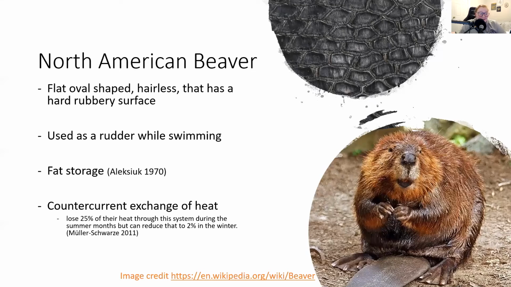But my favorite factoid that I learned while I was researching their tail is that it actually is a source of countercurrent heat exchange. The arrangement of blood vessels allows them to use countercurrent exchange to retain body heat in the winter. So in general, they lose about 25% of their heat through that countercurrent exchange system in the summer months. But they can reduce that to 2% in the winter, which I think is really fascinating. And it makes sense because they do live in a place that gets really cold all the time, or well, half of the year, basically.